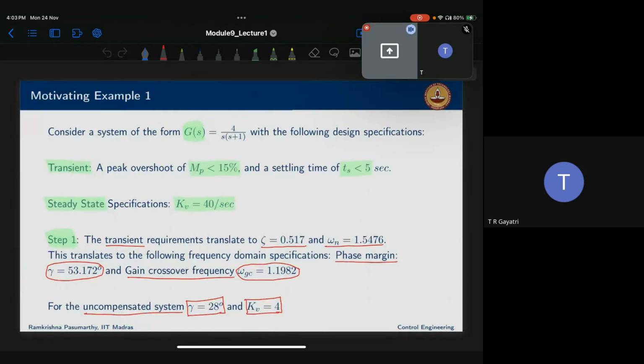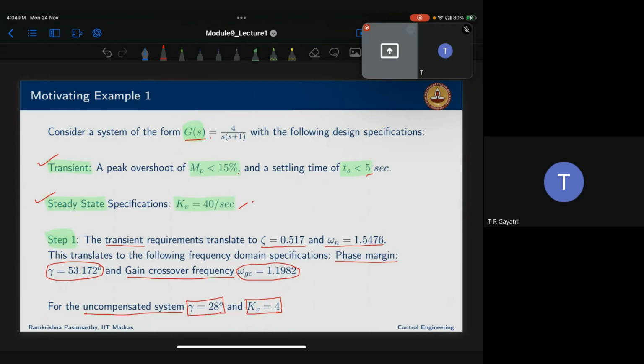So you can check a problem statement like this. Given the open loop system G(s) equal to 4 by s into (s plus 1). You'll have both transient as well as steady state specifications. Transient: peak overshoot less than 15%, settling time 5 seconds. Steady state specification: Kv is 40 per second.